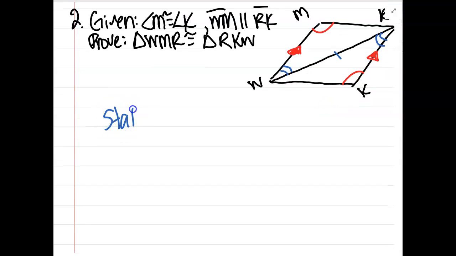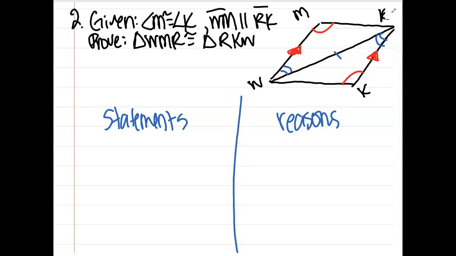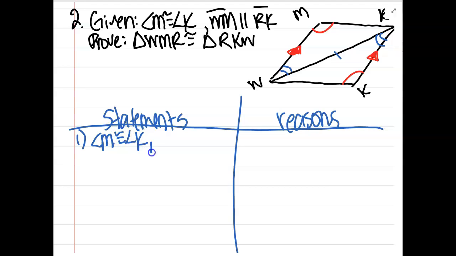Here we go. Statements. Reasons. Okay, so we've got angle M congruent to angle K, WM parallel to RK, because of the given. So we have an angle. Let's just go in order. Let's do our other angle.